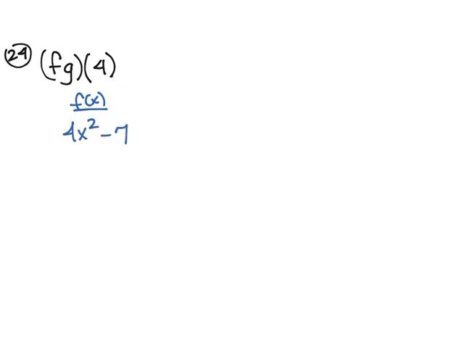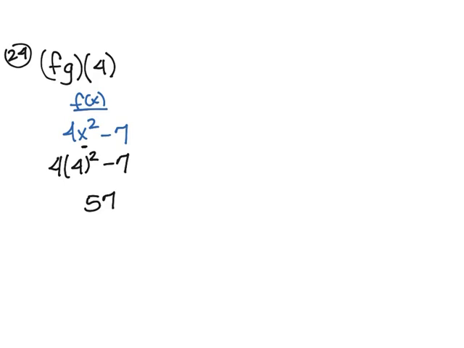24, using the same 2 functions, we're doing fg of 4. So the f function is 4x squared minus 7. So where x is, we're going to plug in 4. And we got 4 times 4 in parentheses squared minus 7 gives us 57.